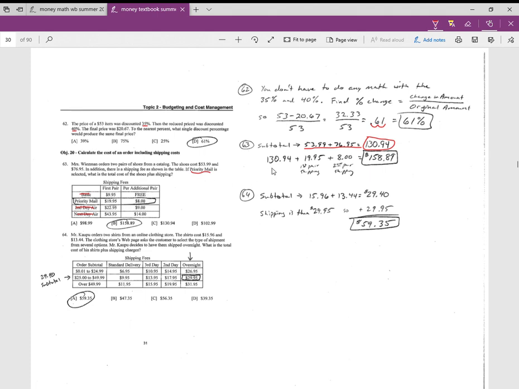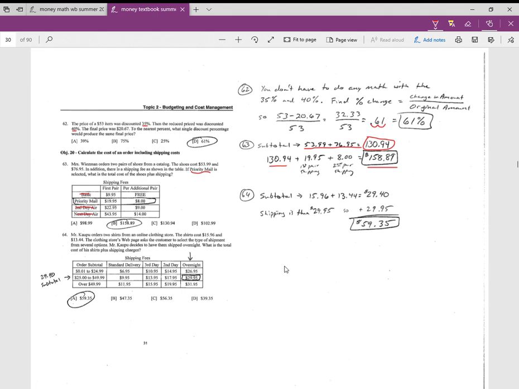So to find the total cost, we have the cost of the shoes, which from above is $130.94. The first pair to ship costs $19.95, which nowadays is a very high price. Even if they charge shipping, it's usually not going to be that. And then the second pair is $8. All we do is add those prices up, and there's a total of $158.89.